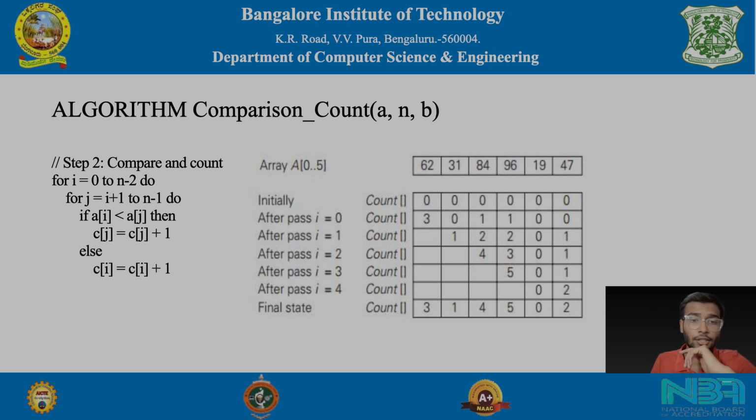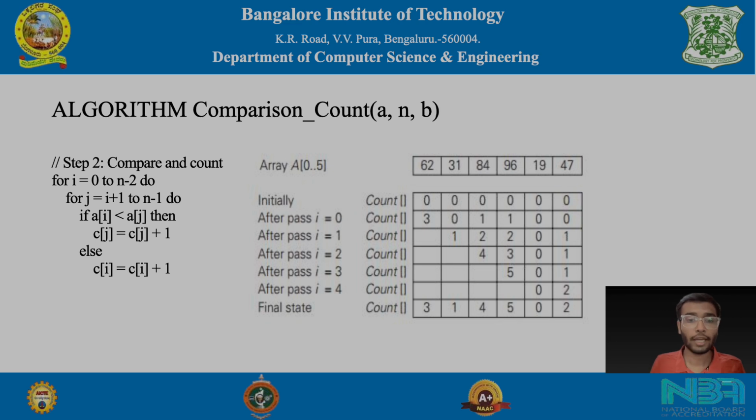Now as the second iteration passes and the i value is 1, we compare 31 with the elements on the right of it. As we compare 31 with 84, it is smaller, so we increase 84 by 1 and it becomes 2. Similarly it goes for 96, so 96 also increases by 1, and its rank becomes 2. For 19 and 47, 19 is smaller, so the 31 count will increase by 1, and for 47, 47's rank is increased by 1.